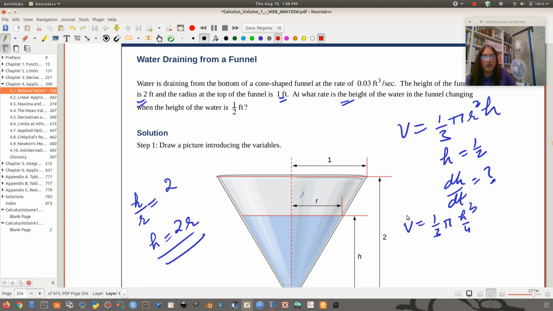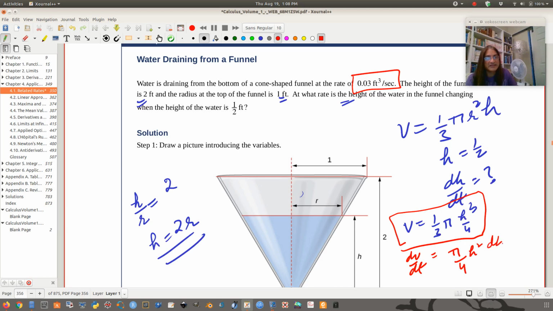And now this is the same problem as before. Take the derivative of V. V is a function of H, which is a function of t. So if you take the derivative, we get dV over dt, whose value is given, equals 1/3 pi over 4, but this 3 and the derivative of H cubed will be 3H squared dH over dt. We know the value of H. We know the value of dV over dt, so we can easily find dH over dt as dV over dt divided by pi over 4 H squared.